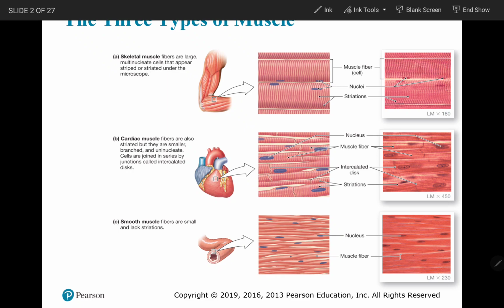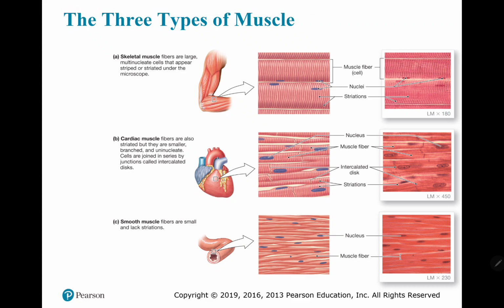So remember, there's gonna be the 4 types of tissues in the body, right? So the 4 types of tissues in the body are epithelial tissue, connective tissue, muscle tissue, and nervous tissue. However, there's gonna be 3 types of muscle tissue, right?